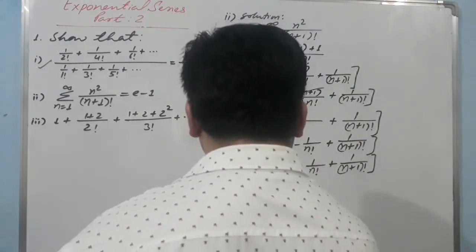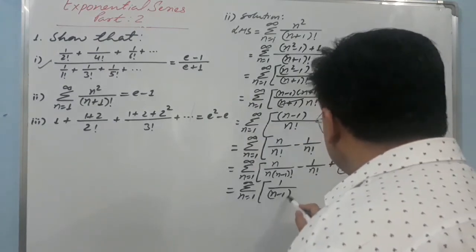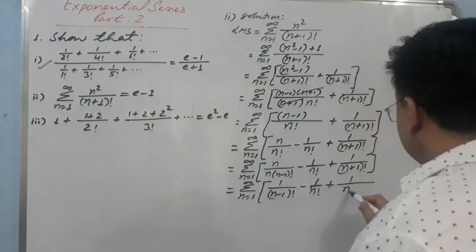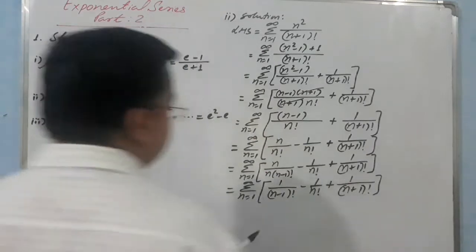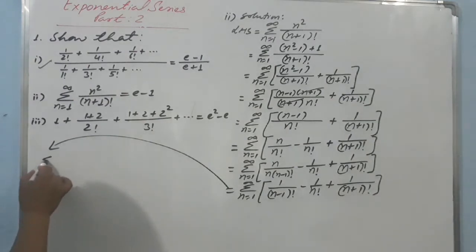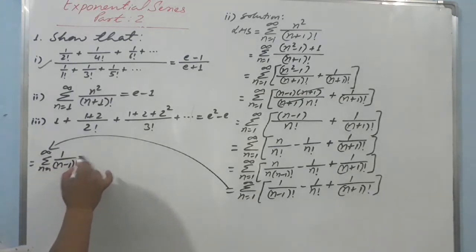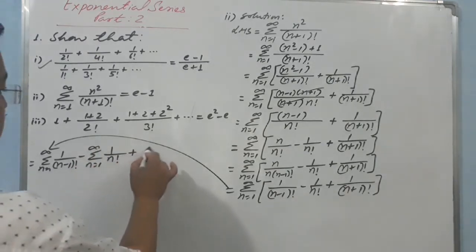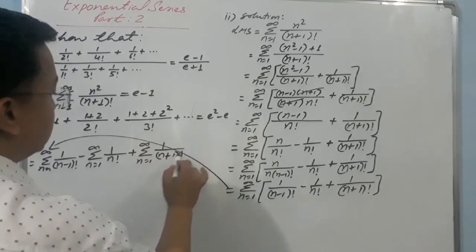So finally, the sum from n equals 1 to infinity of 1 over (n minus 1) factorial minus 1 over n factorial plus 1 over (n plus 1) factorial. Now we'll write it down separately. After this, I'm going to write the sum from n equals 1 to infinity of 1 over (n minus 1) factorial, minus the sum from n equals 1 to infinity of 1 over n factorial, plus the sum from n equals 1 to infinity of 1 over (n plus 1) factorial.